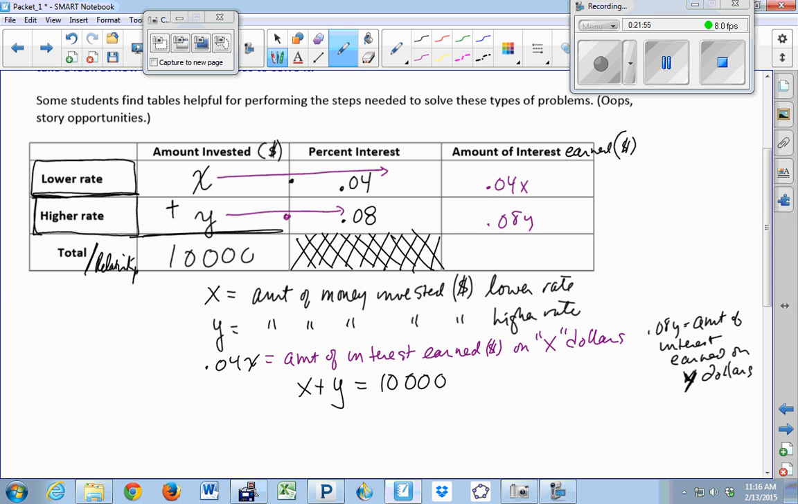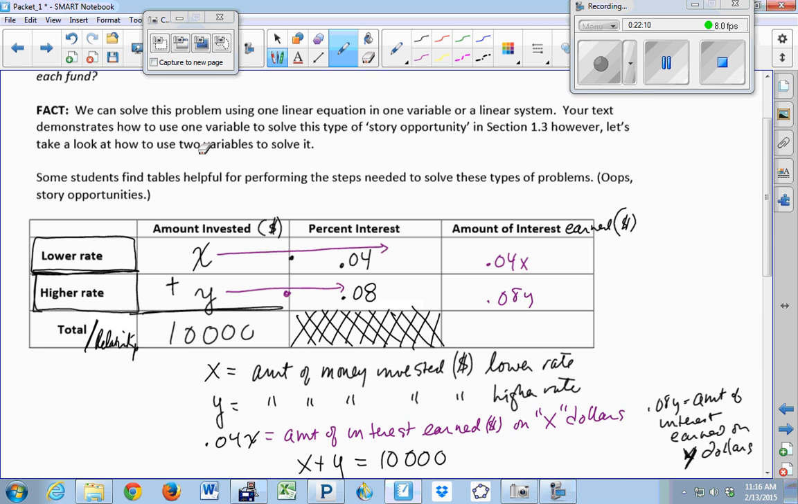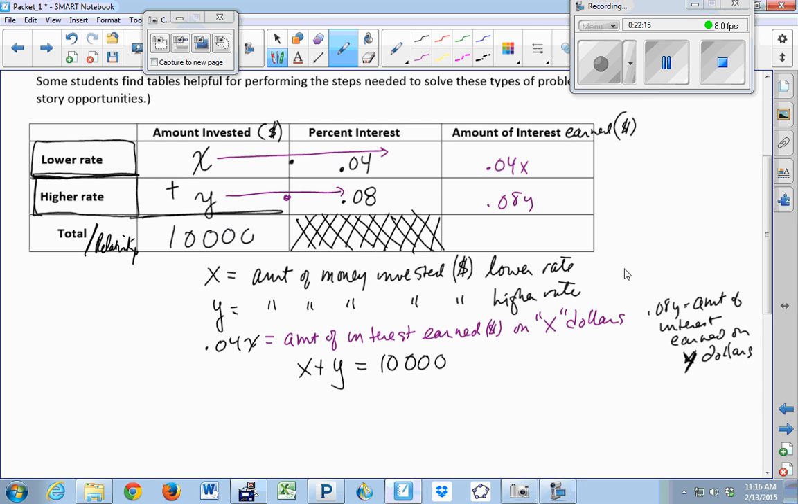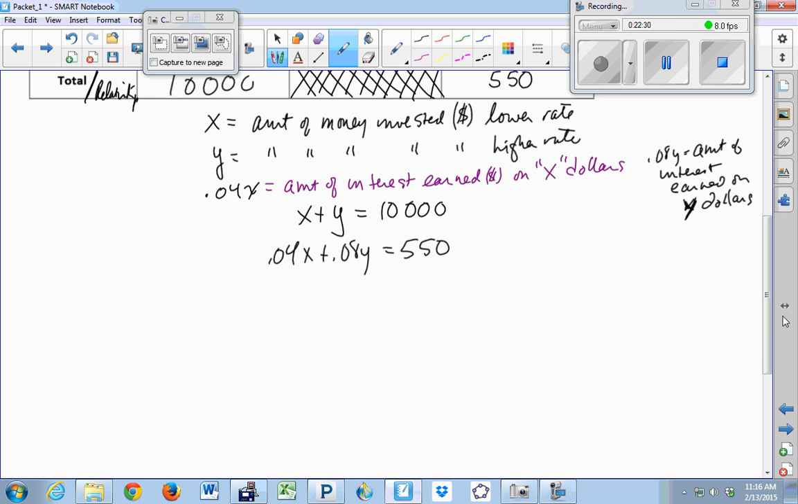So now I have my amount of interest that I've earned represented. Now, do I know the total interest earned, or do I have a relationship between the interest in this account and the interest in that account? What am I told in my story? Yeah, expect a return of interest of 550. That's a total. So, wow, you mean I get two equations right away? How cool is that? And I get 0.04x plus 0.08y equals 550. Okay. Now I have my system.